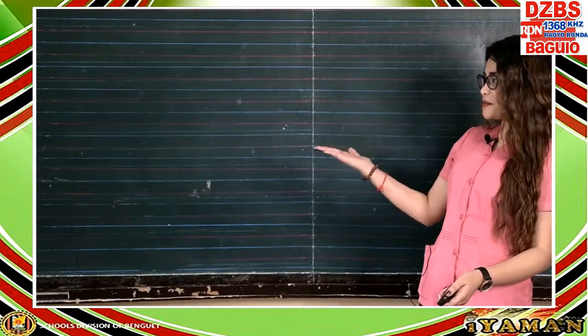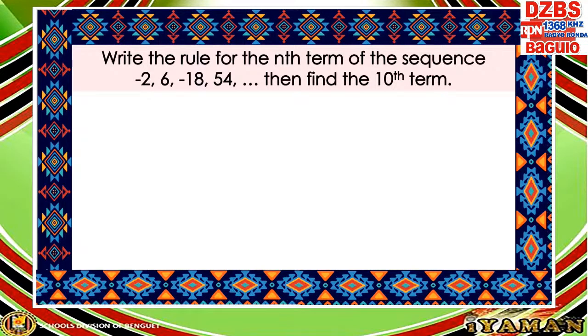Now, let's do this. Write the rule for the nth term of the sequence -2, 6, -18, 54. Then, find the 10th term. The first thing that we do is to identify the given. Do we know the first term? Yes, the first term is -2. Do we know the common ratio? Yes, the common ratio is -3.